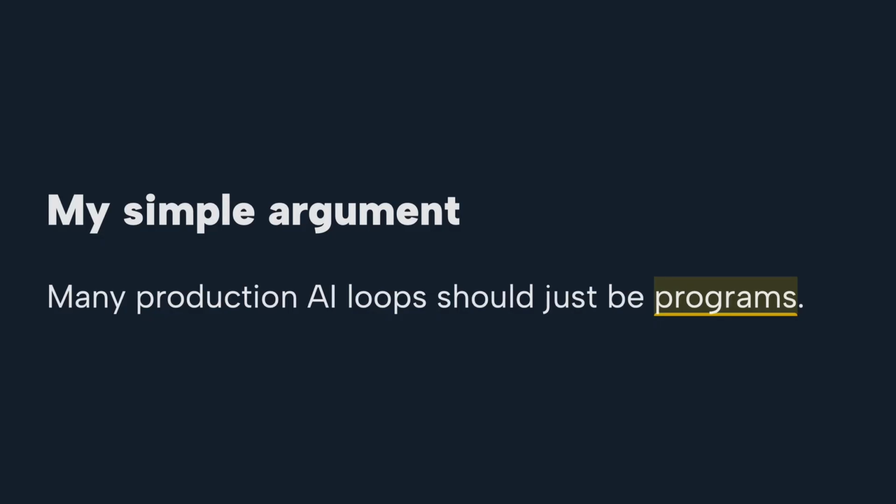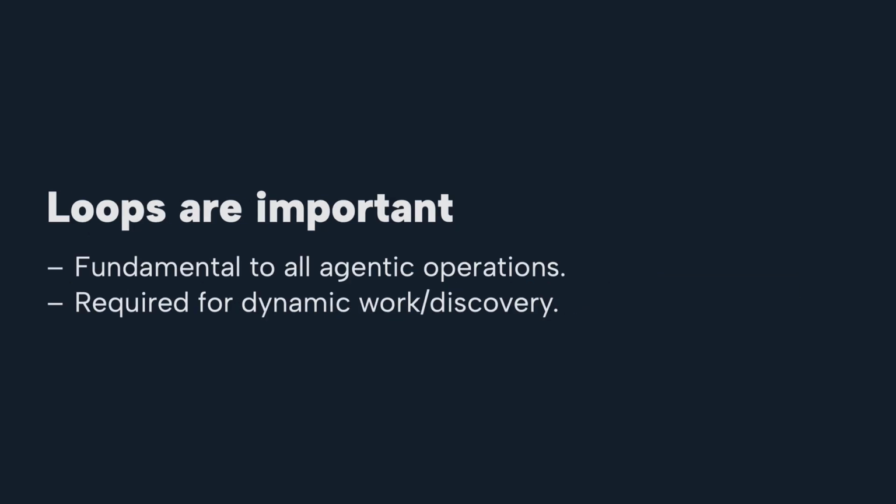And the argument that I make is a simple one, which is that I think many production AI loops should just be programs. Now, this would come as no surprise to any engineer and anyone who's worked with AI systems. And to be honest, I also think that most big companies out there right now that are in the process of trying to claw back and get some cost savings, I think many of them will be coming to the same realization hopefully soon. Now, as much as I say that, I do think that loops are still important. They are fundamentally important to all agentic operations. You could argue that an agentic operation is the loop itself.